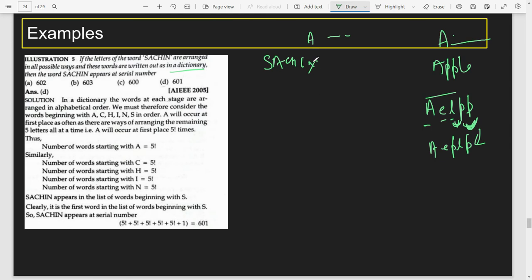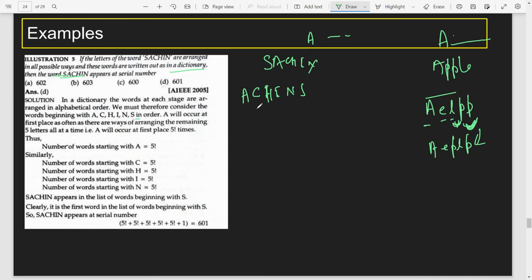So it's saying that the word Sachin is arranged in the dictionary. What is the position of Sachin in the serial number? Let's arrange everything alphabetically. We have A, then C, then H, then I, then N, then S. This is going to be ACHINS.